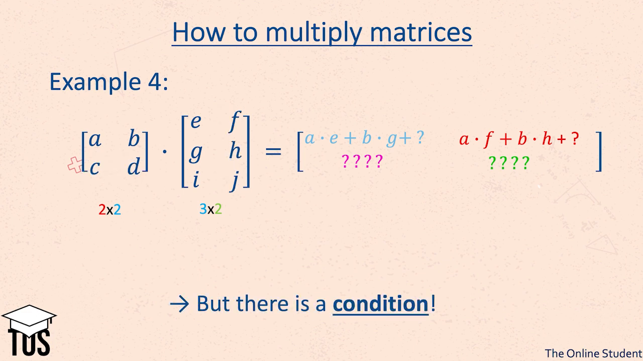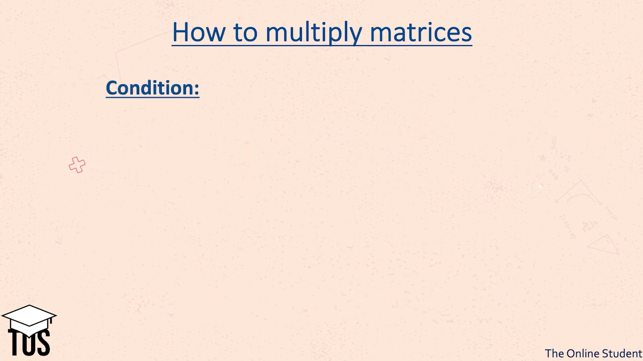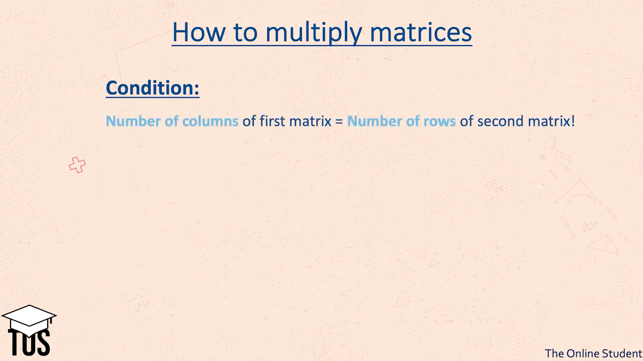So this brings us to an important condition. We have to formulate the condition. When can we multiply particular matrices? Well, we can multiply two matrices when the number of columns of the first matrix is the same as the number of rows of the second matrix.